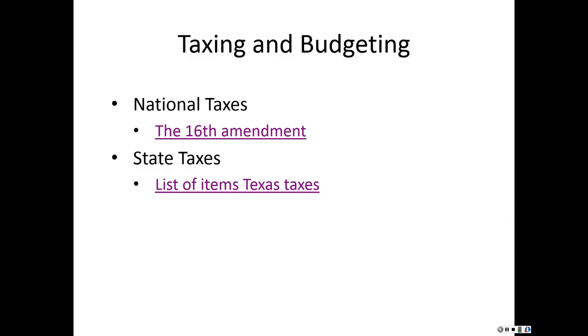Medicine is not subject to a sales tax. Baby supplies, however, what's the one thing you really need if you have a baby? You need diapers. The state of Texas does tax diapers, but they don't tax other baby supplies. Newspapers are exempt too, and one week in a year, Texas will not tax school supplies.